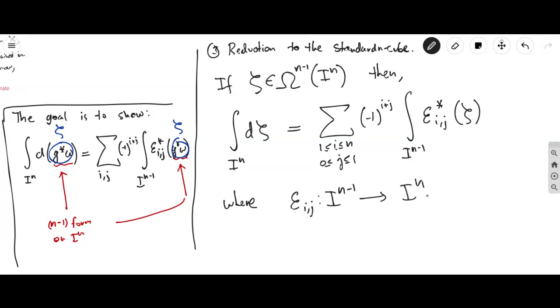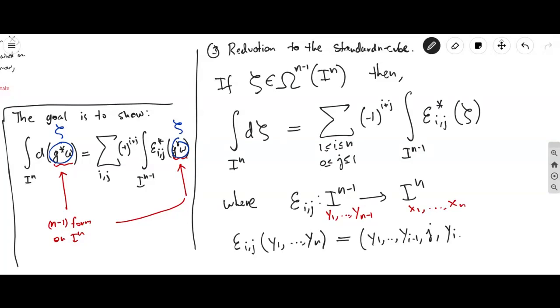And how is this mapping defined? Well, here it's convenient to introduce different letters to distinguish between coordinates. So maybe we call these y1 up to yn minus 1, and we call these coordinates x1 up to xn. And then what we're saying is epsilon i comma j takes these coordinates and keeps them in the same order, and in the ith position, you set it equal to j, and then you just keep the rest of the coordinates exactly the same way.